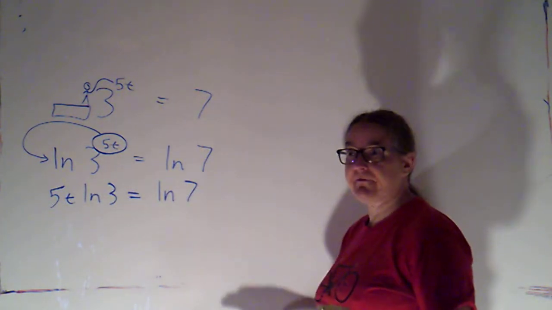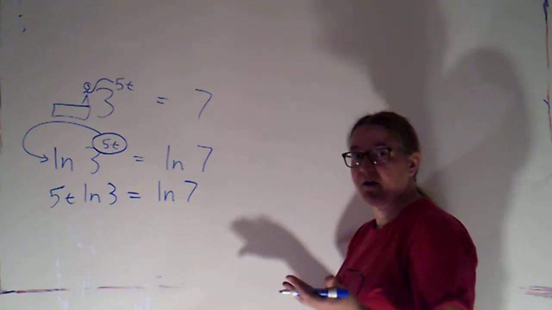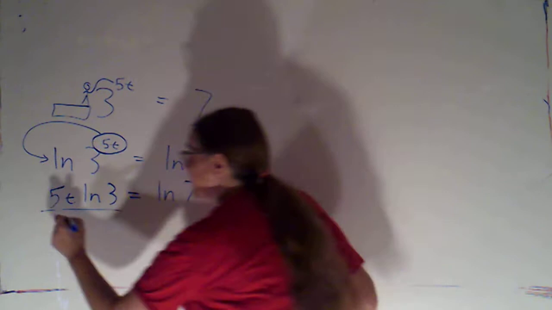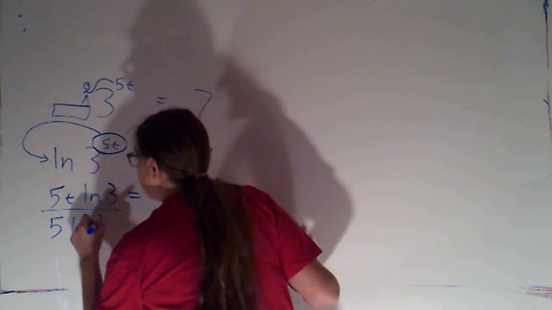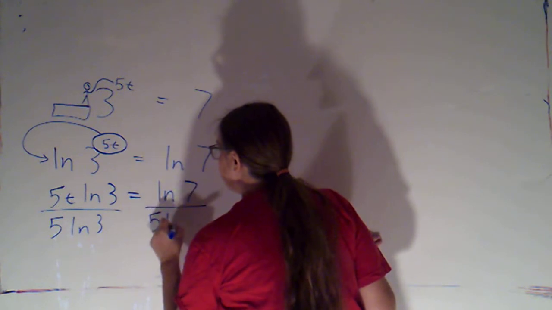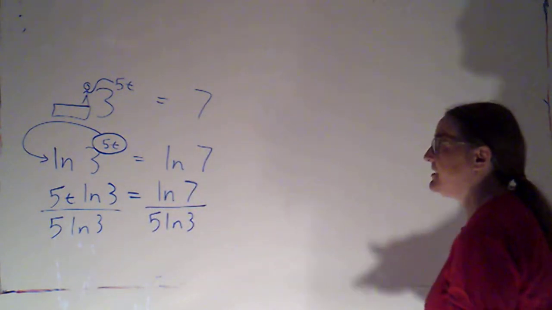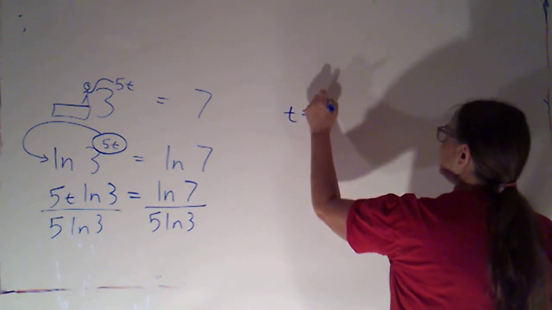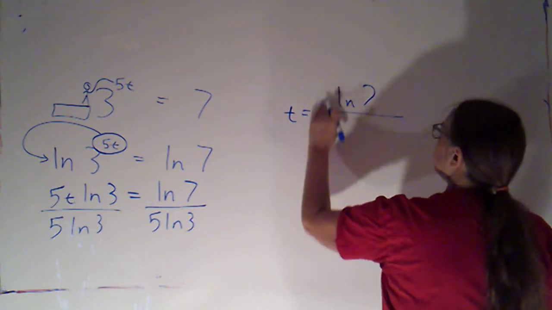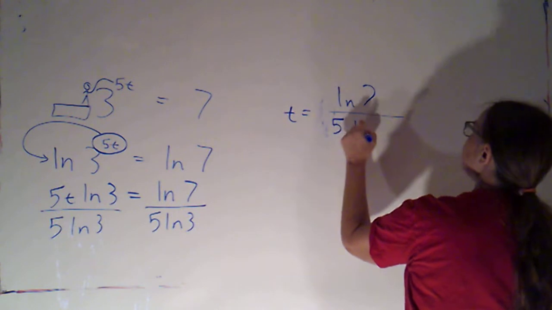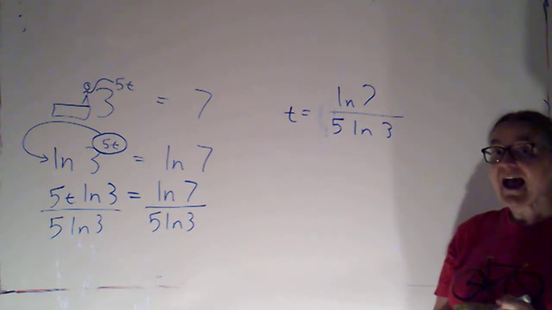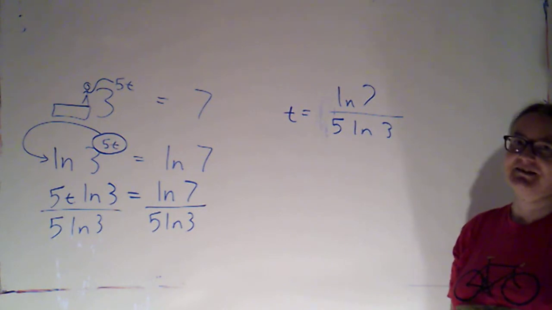If I'm multiplying t by something and I want to solve for t, what do I do? Divide by that. So I'm going to divide by both of these. I'm going to divide by 5 and by the natural log of 3. So I'll divide by 5 natural log of 3, and I will get t is the natural log of 7 divided by 5 times the natural log of 3. That is my exact answer.